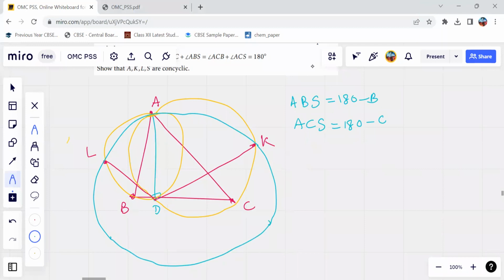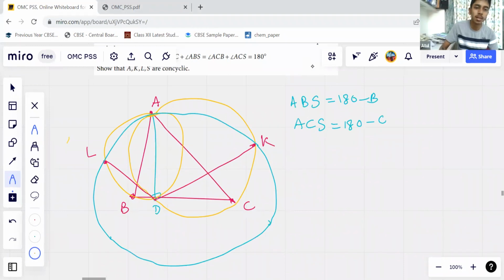Okay, this is like a very big guess, but maybe S is the point BL cap CK. That would be very nice. Actually, that's a very reasonable guess.